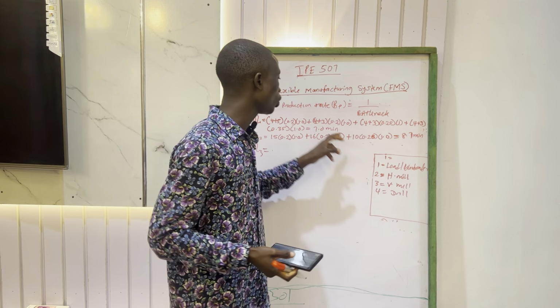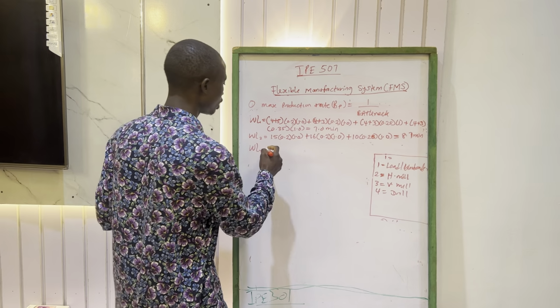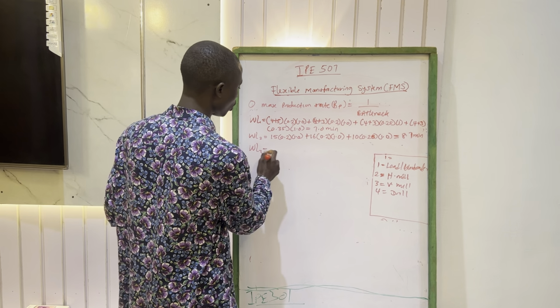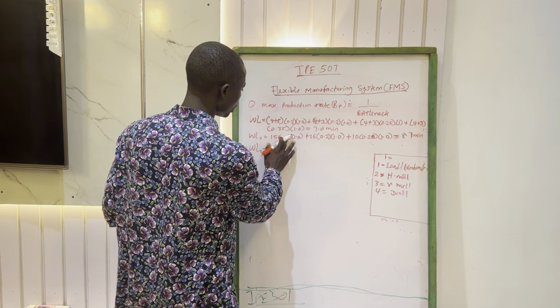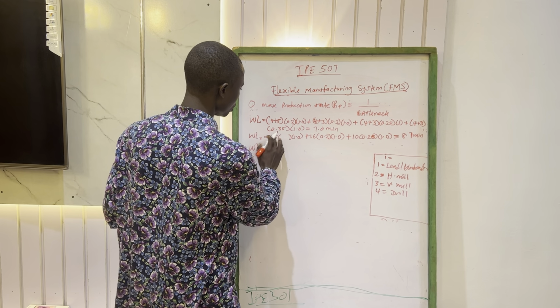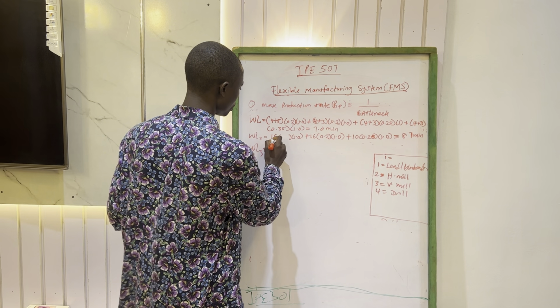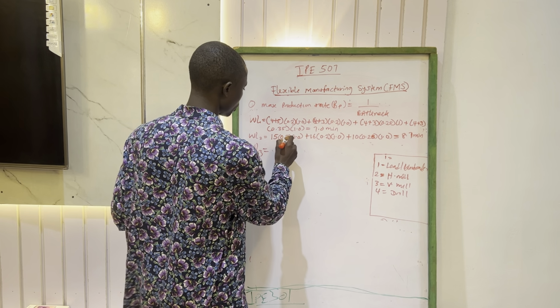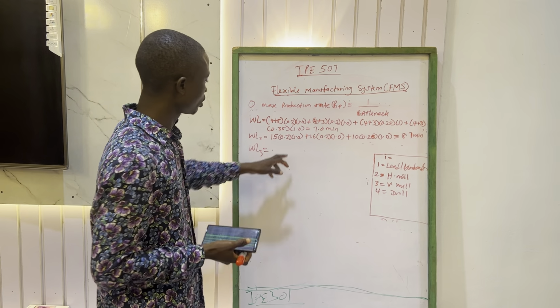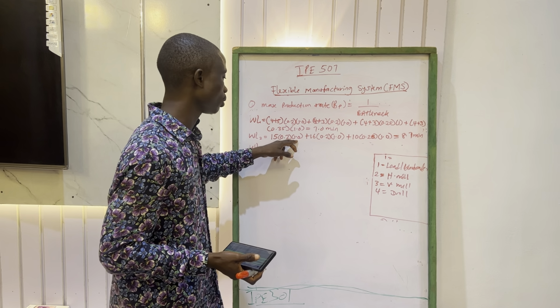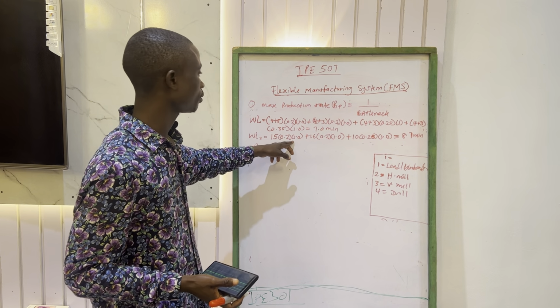So guys, in order to get WL3, that is the total operating time for the vertical mini, we do the same thing we've been doing by taking the part mix, which is 0.2. This is the part mix, this is the operating time, this is the operation frequency.